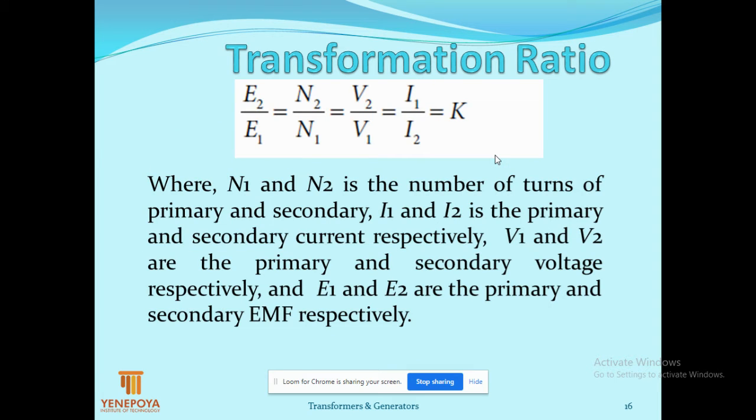The transformation ratio of a transformer is given by E2/E1 = N2/N1 = V2/V1 = I1/I2 = K. E2 and E1 are the EMFs induced in the secondary and primary winding of the transformer. N2 and N1 are the number of turns on the secondary and primary. V2 and V1 are the output voltage and the input voltage. I1 and I2 are the primary and secondary currents.